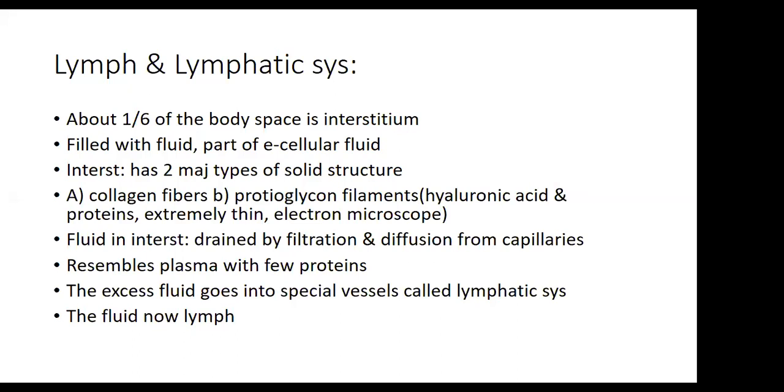Interstitium has two major types of solid structures, which means that apart from the fluid and the liquid portion, it also contains some solid structure in the form of a skeleton. One is the collagen fibers, and second is the proteoglycan filaments in the form of hyaluronic acid and proteins, but they are extremely thin, can only be seen with electron microscope.